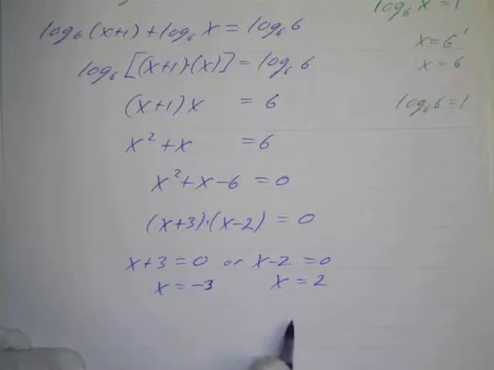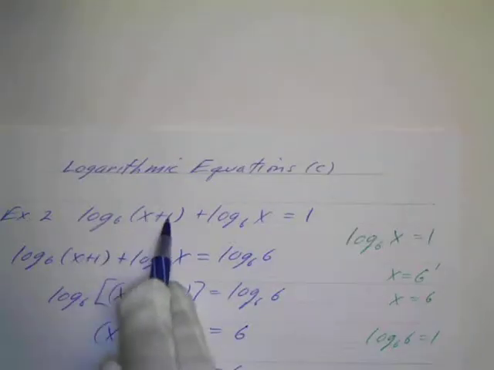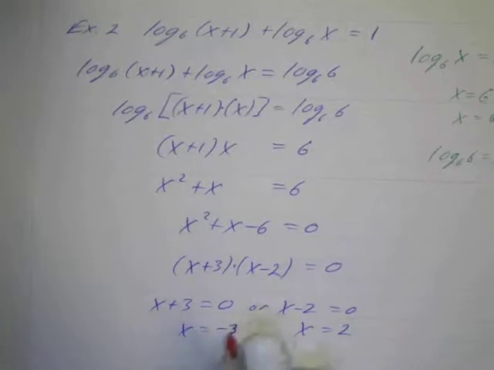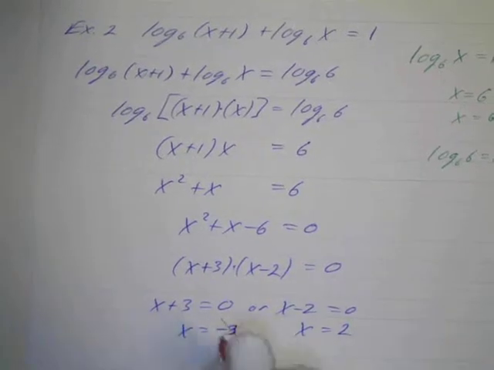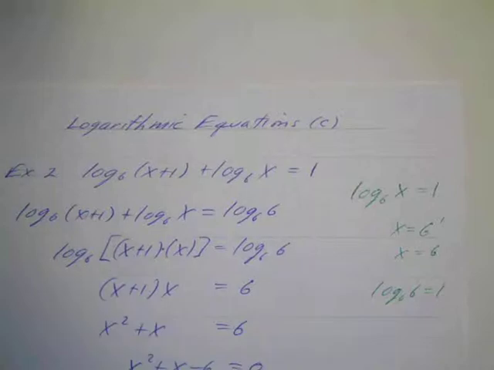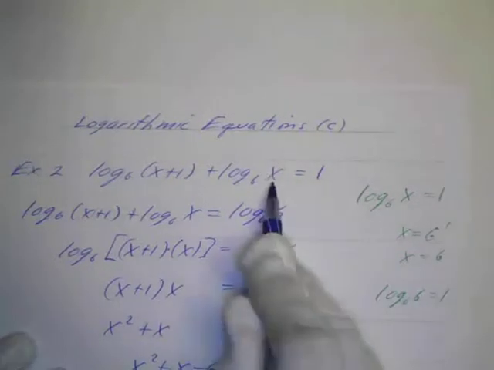Now I've got to check these. And remember, we want to make sure that our domain is always positive. So if I put negative 3 in here, what's negative 3 plus 1? That's negative 2. That's not going to go. So negative 3 will not work. Cross that out. It doesn't check out. Because remember, my domain element must always be positive. I put it in here, definitely going to be negative.